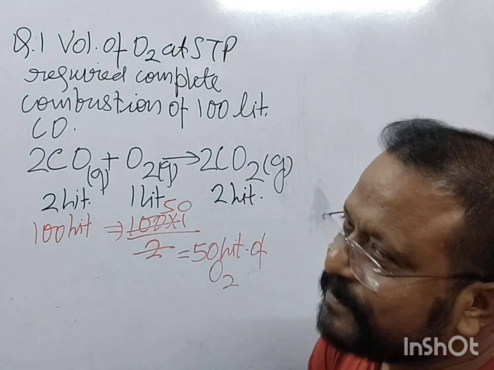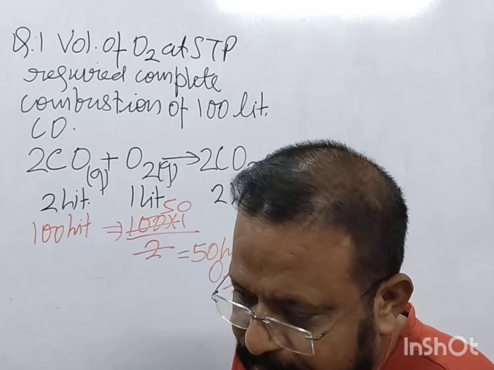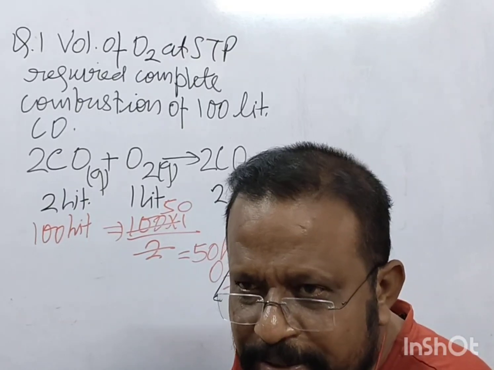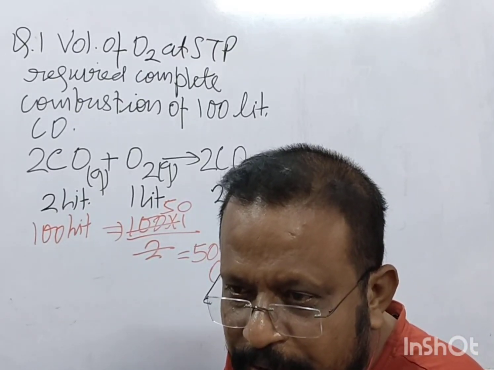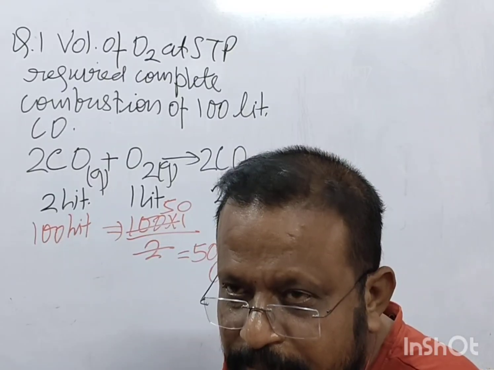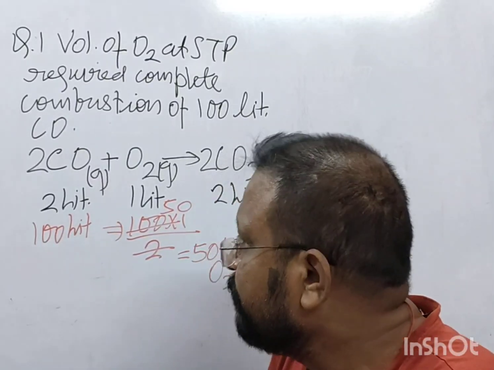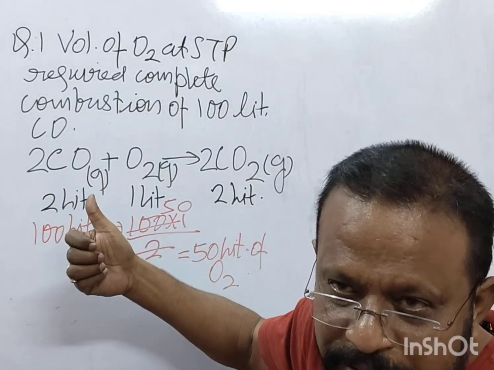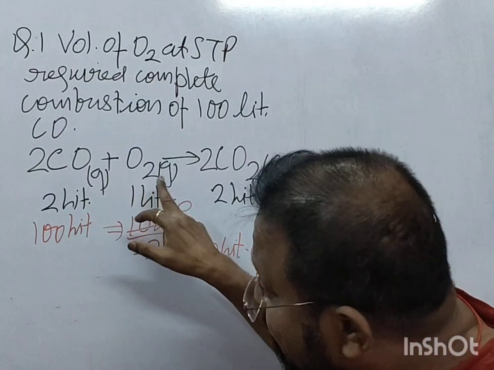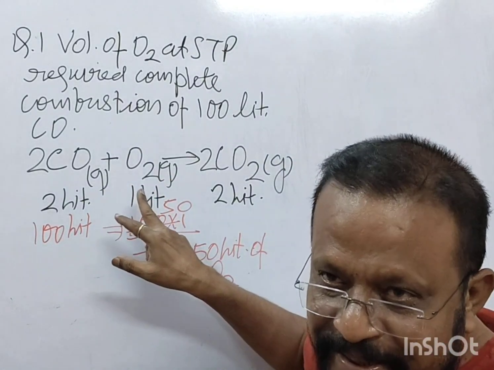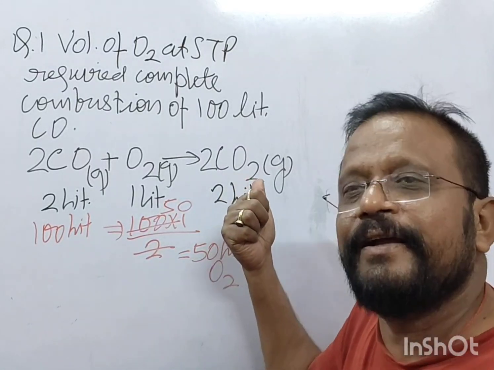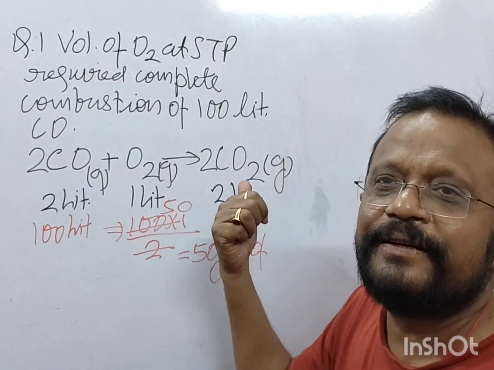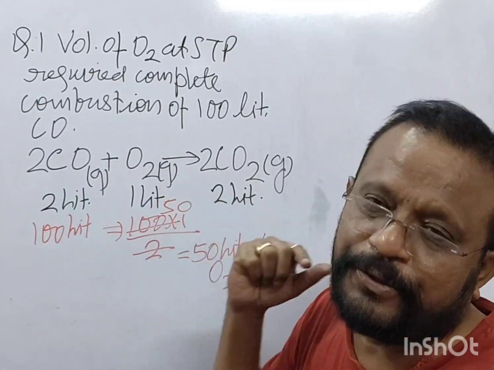Anyway, what was Gay-Lussac's law? It is also in your syllabus. Don't turn the page. Do you know or not? Here, this is what? Gas. Carbon monoxide is a gas. Oxygen is a gas. That's why I wrote it down here. And what you are getting? That is a gas. When reactants are gas and product is also a gas, then they are in a simple whole number ratio.